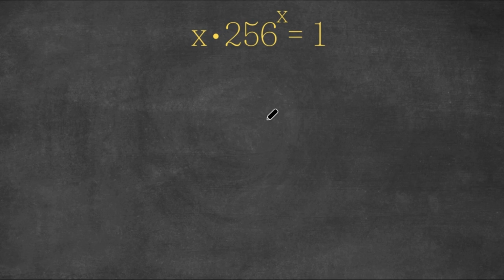In today's video, I'm going to be teaching you guys how to solve this exponential equation. So we have x times 256 to the power of x equals 1. Now what we're first going to do is we're going to get rid of this x on this side and move it to the other side. So how we're going to do that is we're going to divide both sides by x.